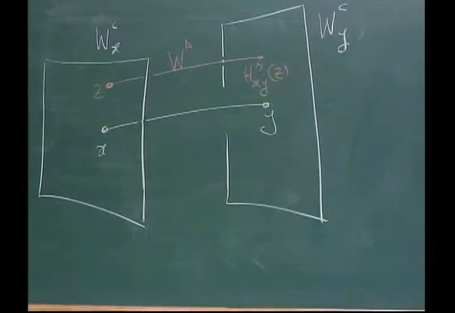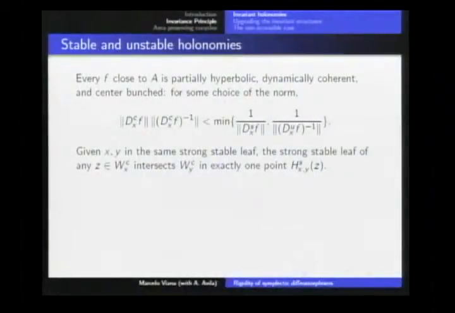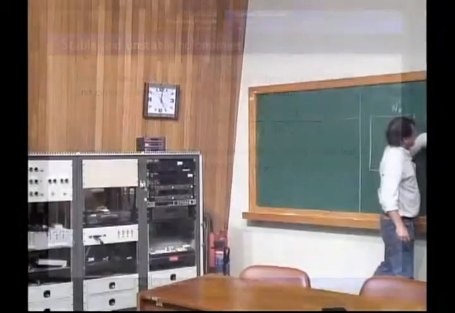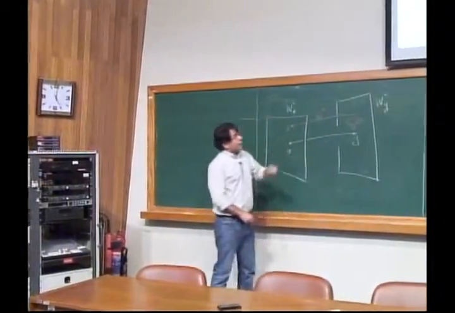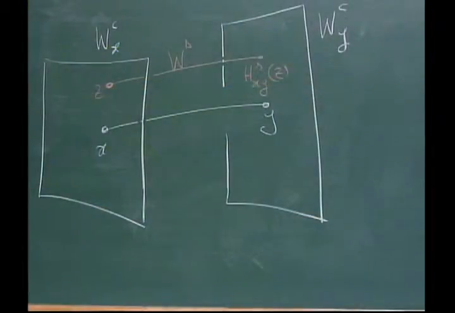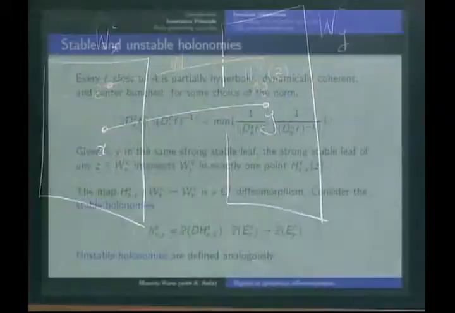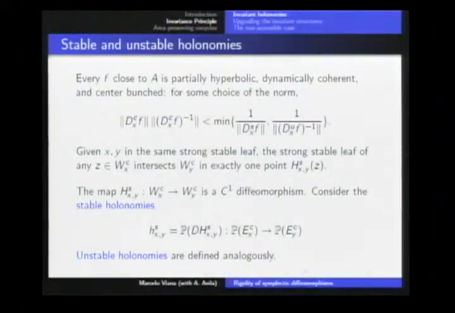It also follows from the analysis that Federico carried out that this map is globally defined. You can take the whole center leaf, and for each point Z, you can find the intersection. There's a unique intersection. And it follows from the center bunching that this holonomy is actually smooth. It's actually C1. It's not much better than C1. It depends on the smoothness, but it is at least C1.